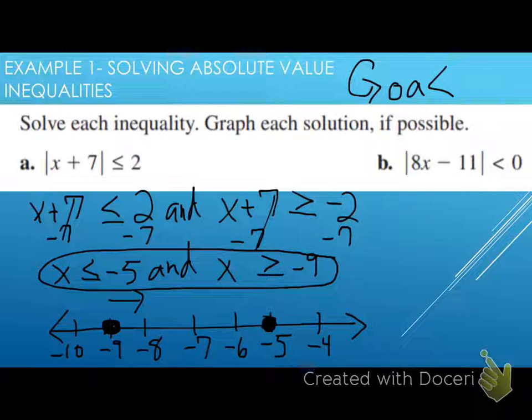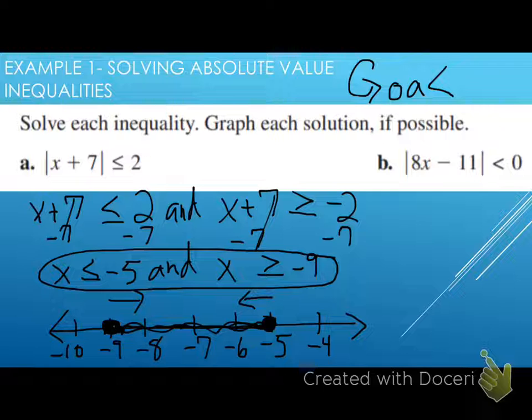Is that left or right of negative 5? Left. So where are my shaded regions going to be the same? Very good. Between my two circles. And there's my graph, and I'm done with the problem. Any questions on that?